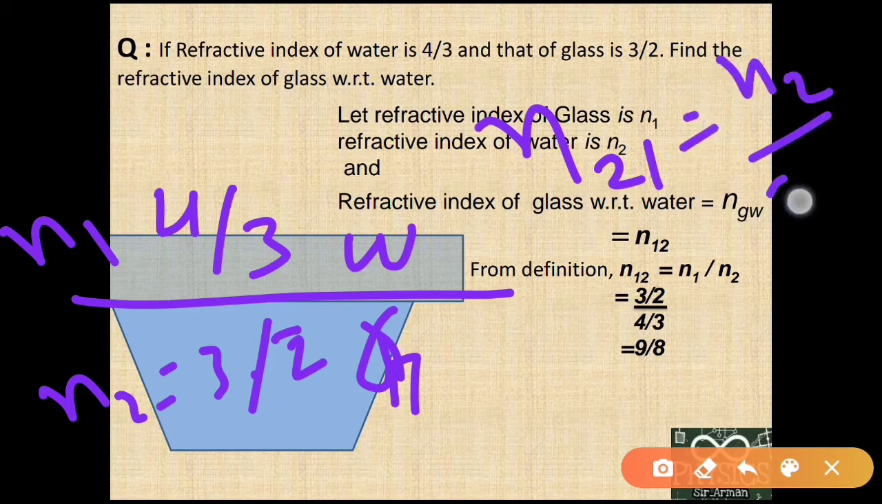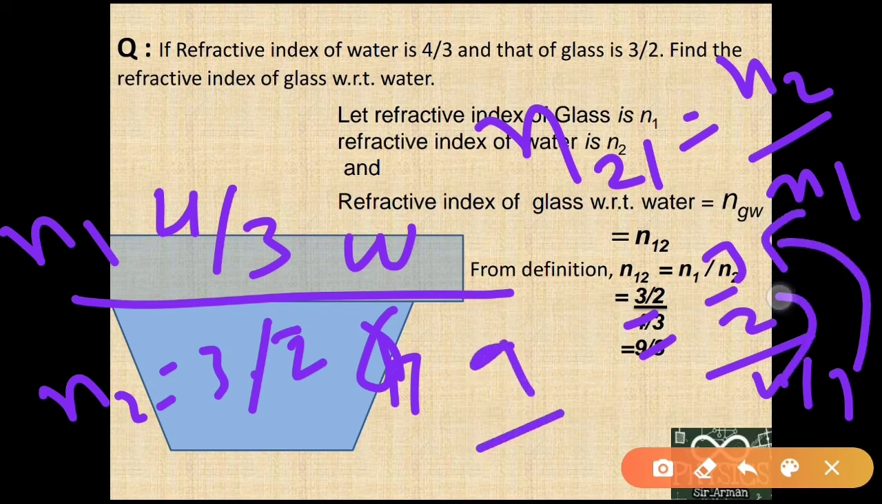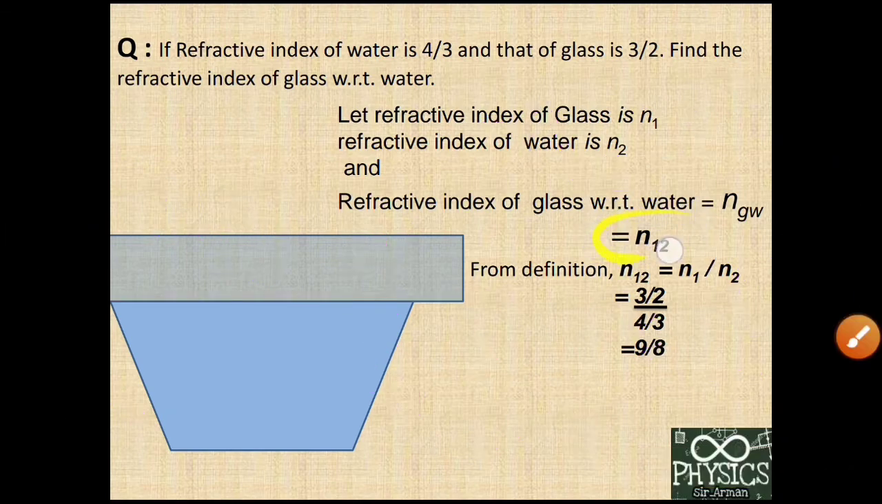So we can write eta 2 by eta 1. And what is eta 2? Eta 2 is our glass, so it is 3 by 2, and eta 1 is 4 by 3. Now if you solve this, 3 by 2 divided by 4 by 3. Here 3 will go up, so 3 3s are 9, and 4 will come here, then it is 8, so it is 9 by 8.